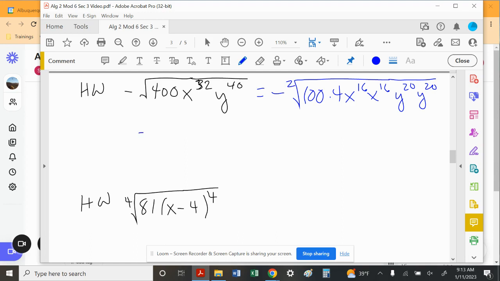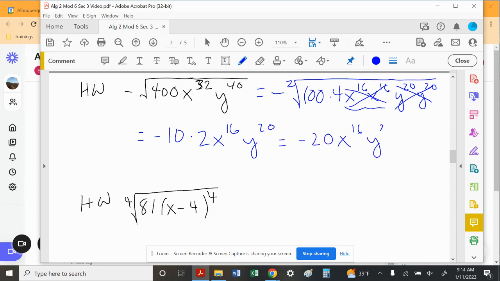Okay, so then I have negative, so then I have 10 times 2. Whoops, I made a mistake, so let me correct that. I can start taking stuff out. That should be outside the square root. Of course, the square root of 100 is 10. The square root of 4 is 2. Now notice here we have 2x to the 16th, so I just take out one of them. I have 2y to the 20th, so I just take out one of them. And so my answer would be negative 20 x to the 16th y to the 20th.